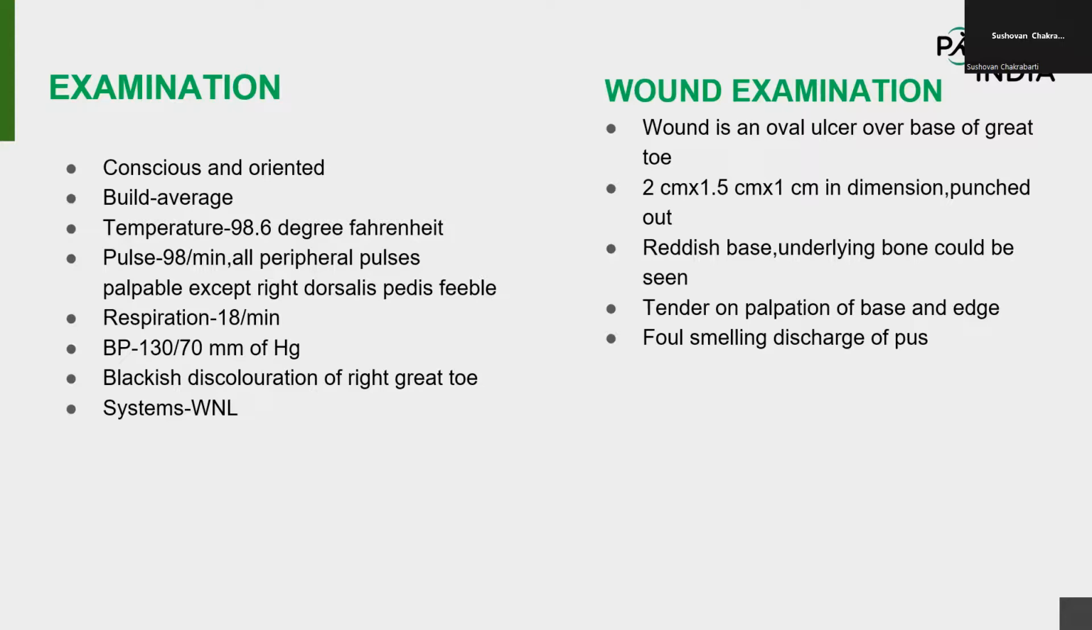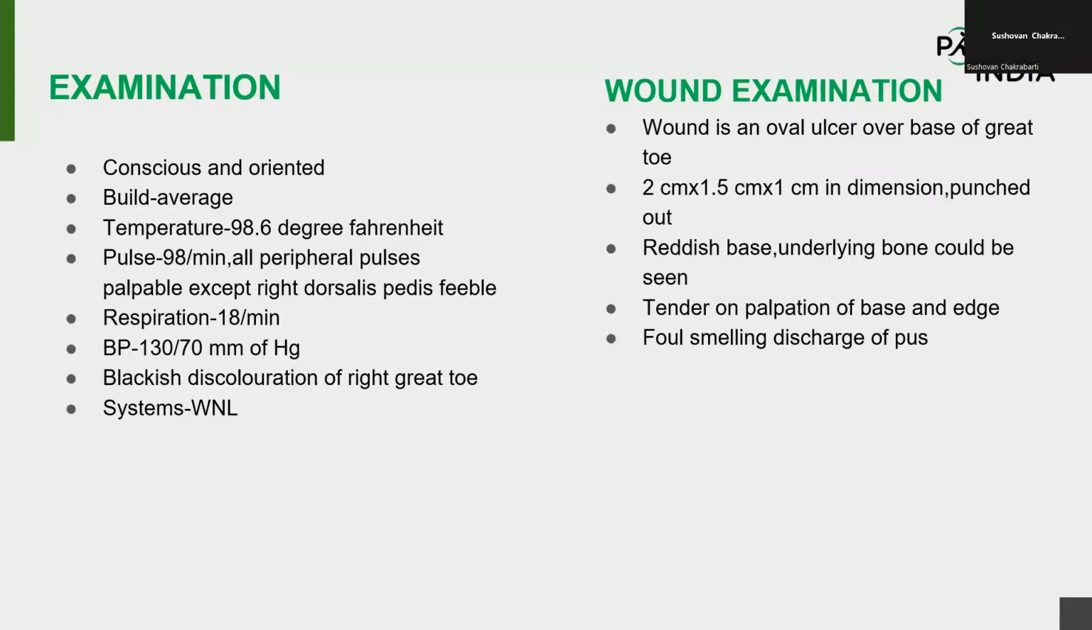His build was average. His temperature was 98.6 degrees Fahrenheit. Pulse was 98 per minute. All his peripheral pulses were palpable except his right dorsalis pedis, which was feeble. His respiration was 18 per minute. His blood pressure was 130 by 70 millimeters of mercury. He had a blackish discoloration of the right great toe, and all his systemic examinations were within normal limits.